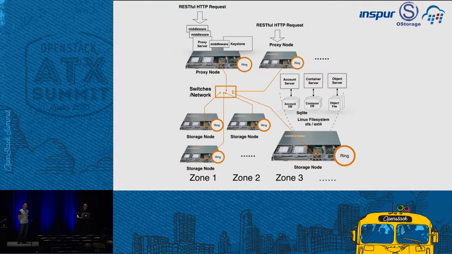And how does Swift implement object storage under the hood? In Swift, we have some services: proxy servers and three storage services called account server, container server, and object server. The node that runs the proxy server we call a proxy node, and the node that runs account server, container server, and object server we call a storage node. The data is stored on storage nodes.